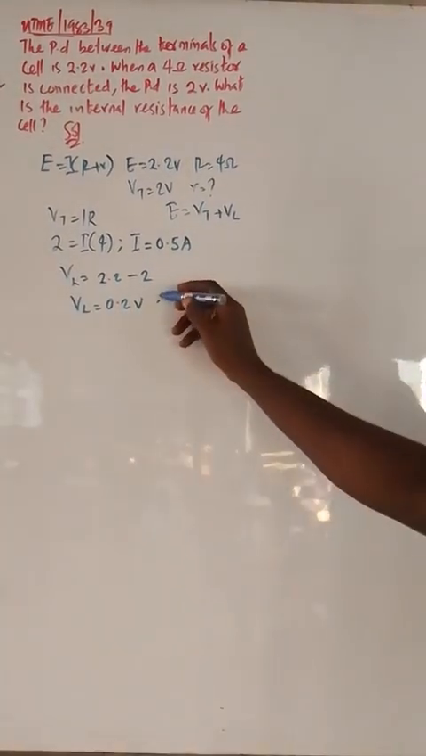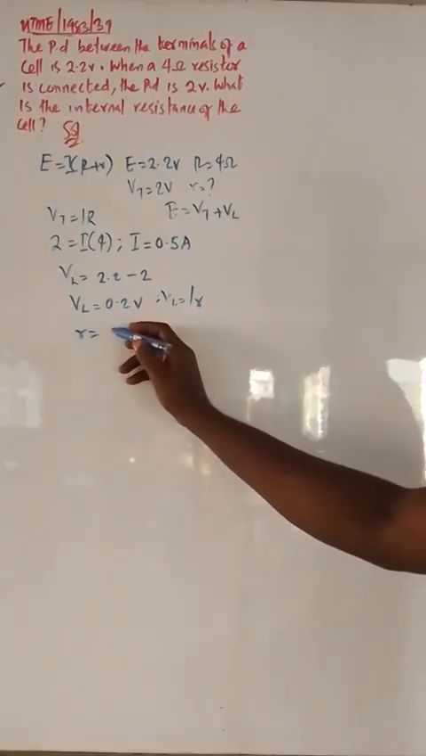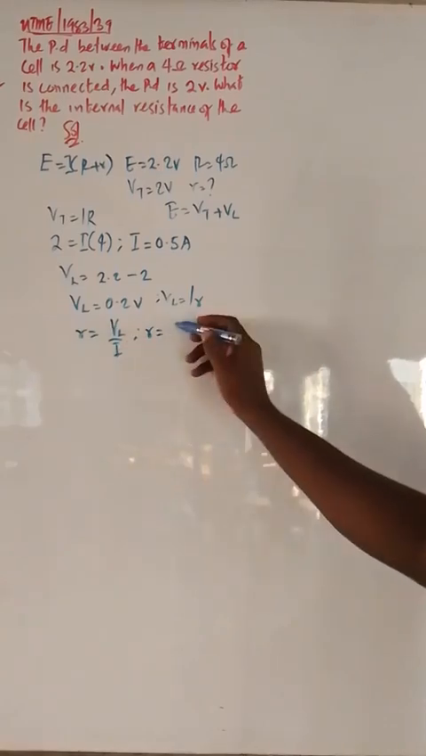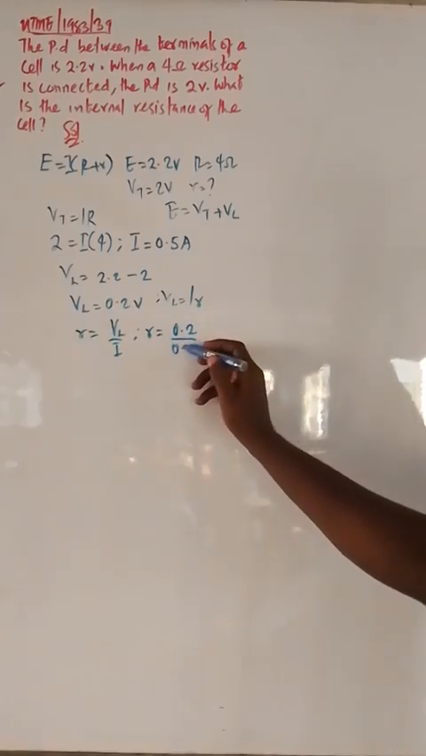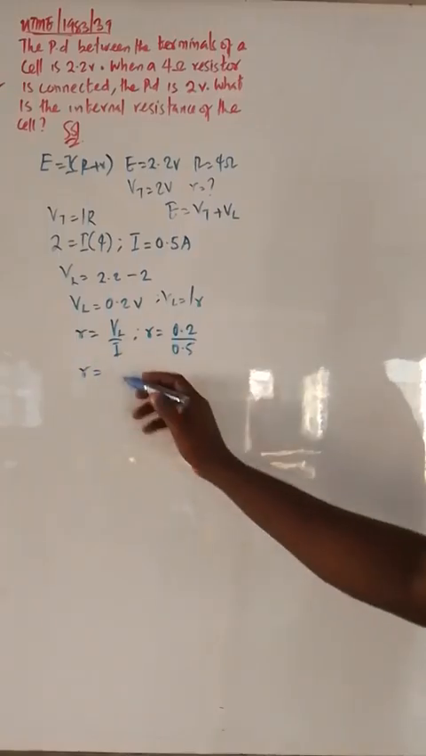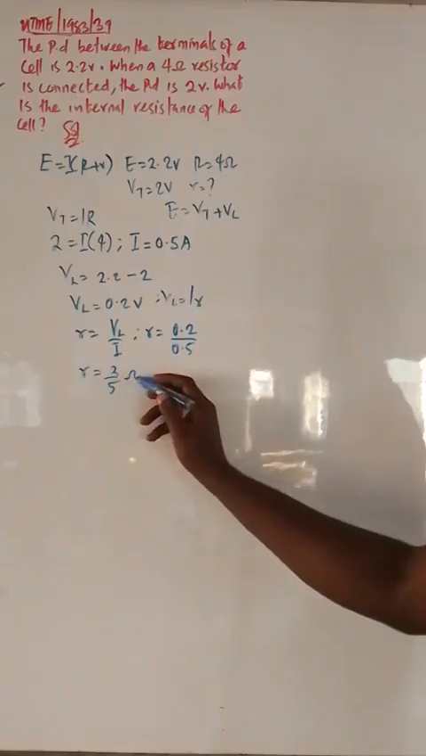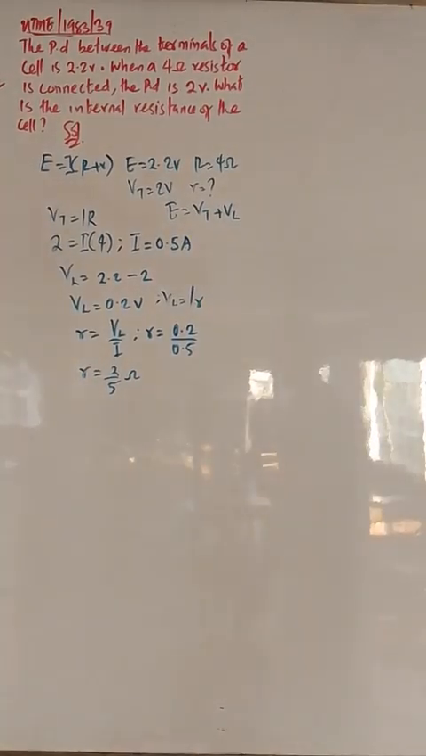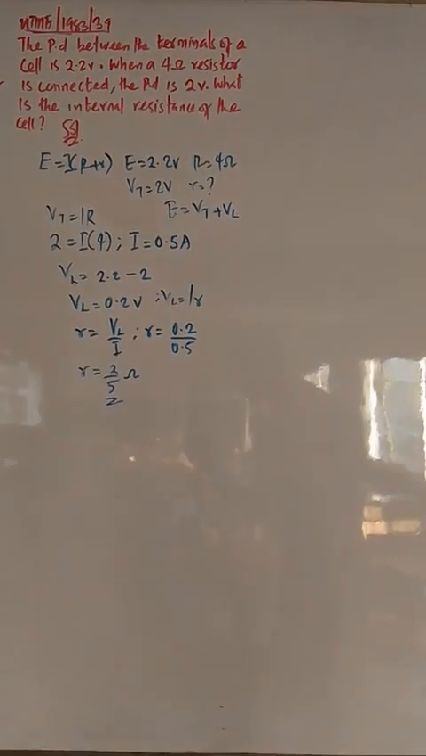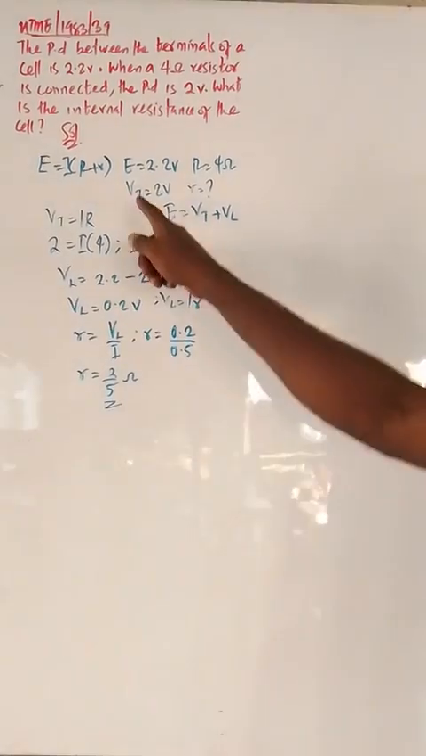According to Ohm's law, the lost voltage equals I small r. And small r is what we are looking for, which equals V over I. What is V? The lost voltage, 0.2. What is I? 0.5. So the answer is 2 over 5, that will be 0.4 in decimal. A more simplified approach is to use what we call the voltage divider rule.